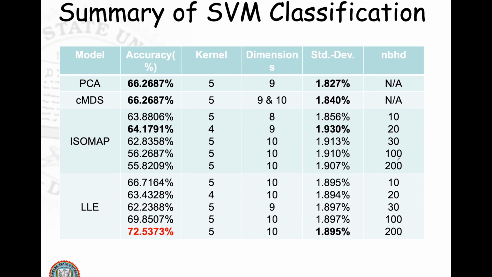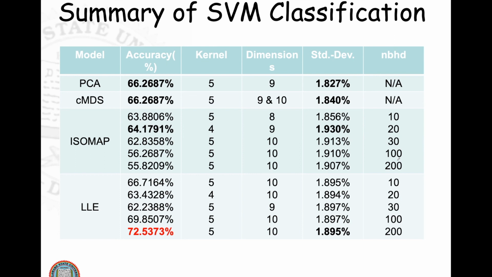And then you'll notice it's easier to tease apart certain compounds from one another when we have a neighborhood that's a certain size. And I'll comment about that towards the end. But for ISOMAP, the best that we got was a degree 4 polynomial kernel with 9 dimensions, turned in a 64% accuracy. Now, certainly this is better than random performance by random guessing of the labels, but it's still not quite as good as LLE.